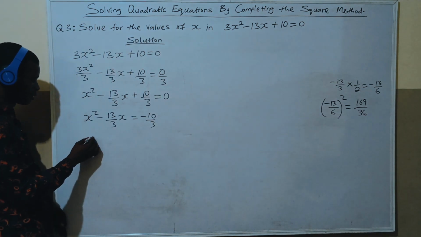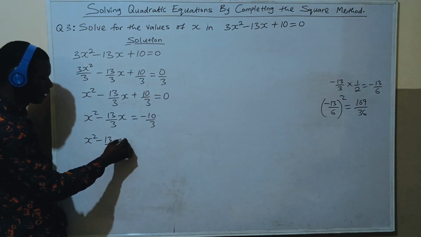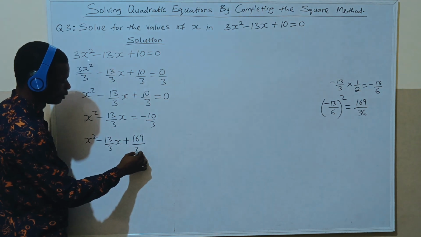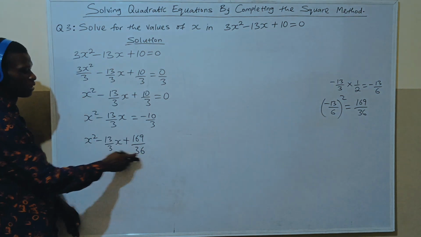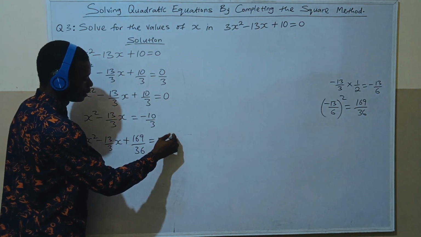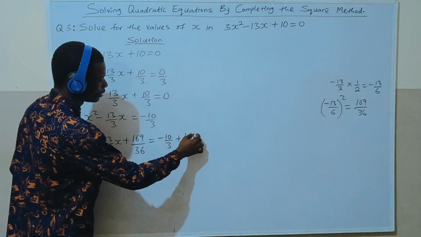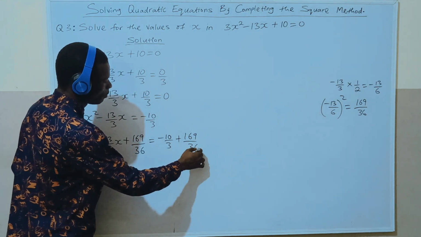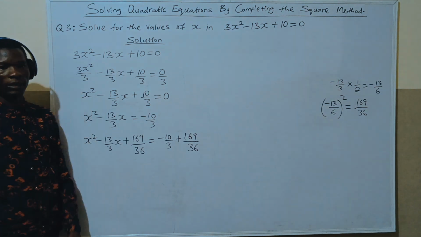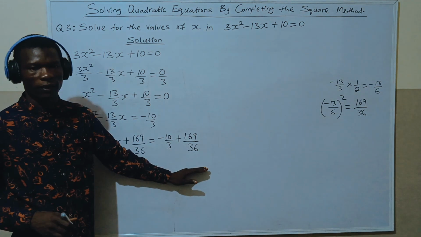So this becomes x squared minus 13 over 3x plus 169 over 36, which makes this of course a perfect square. That's going to be equal to negative 10 over 3, plus 169 over 36. Because whatever was done to the left hand side has to be done to the right hand side as well. So the next thing now: tidy up the left hand side, evaluate the right hand side.